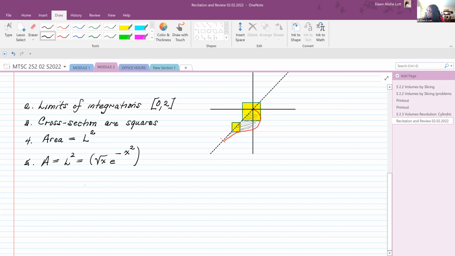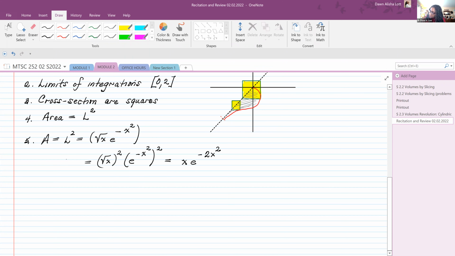So that is the square root of x squared times e to the negative x squared squared. So that is x e to the negative 2x squared. Okay, so now we have a formula. So that formula is a function of x. We call it A of x.